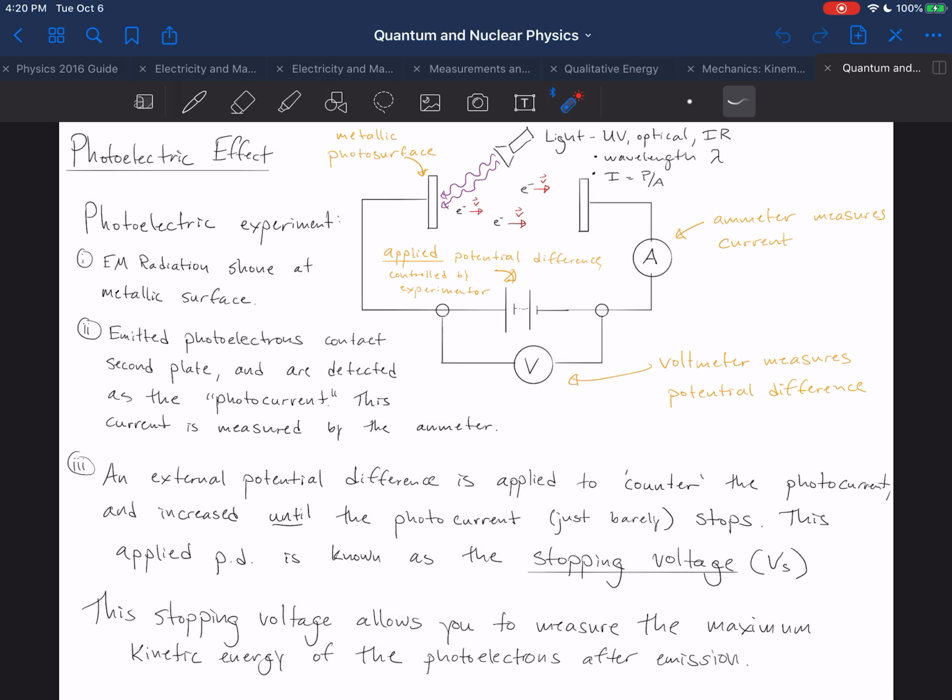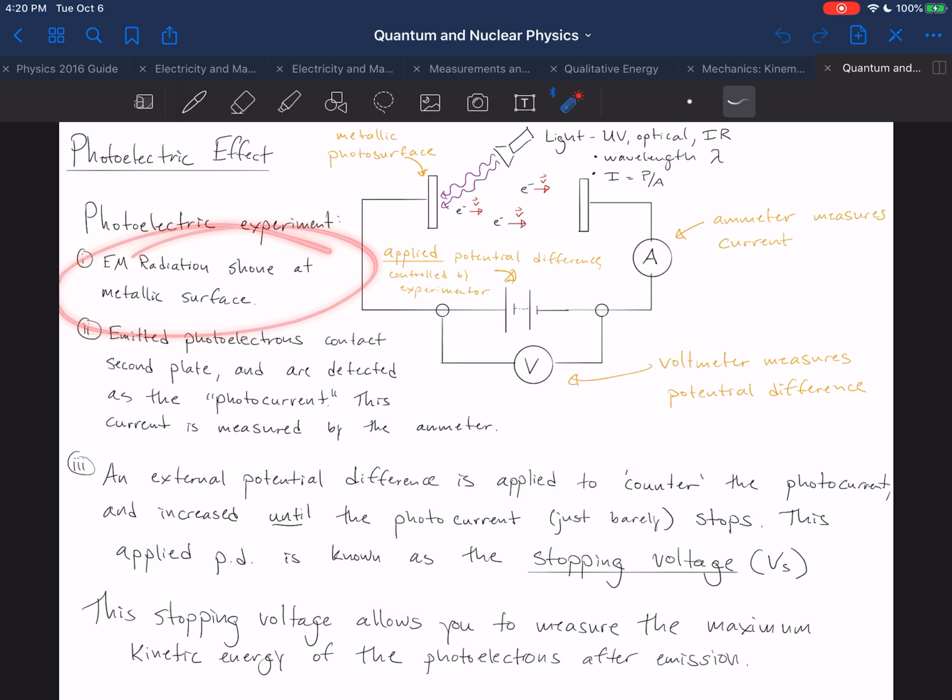So here we have a light source. That light source is shining UV, optical, or infrared light on what is called the metallic photosurface. So this is the surface from which the electrons will be emitted. Those electrons are emitted from the photosurface. So all of the photoelectric effect is happening right there. But we have a setup designed to measure those properties. So let's take a look at it.